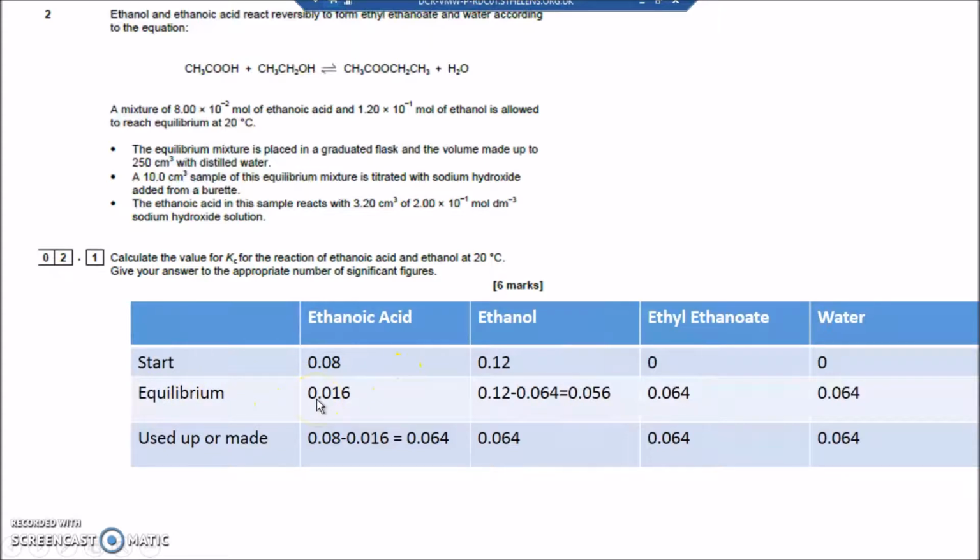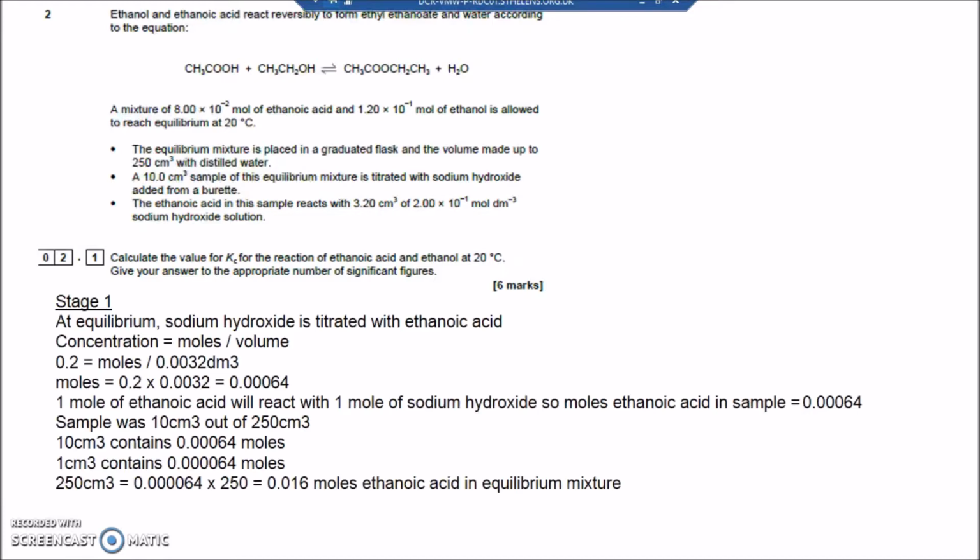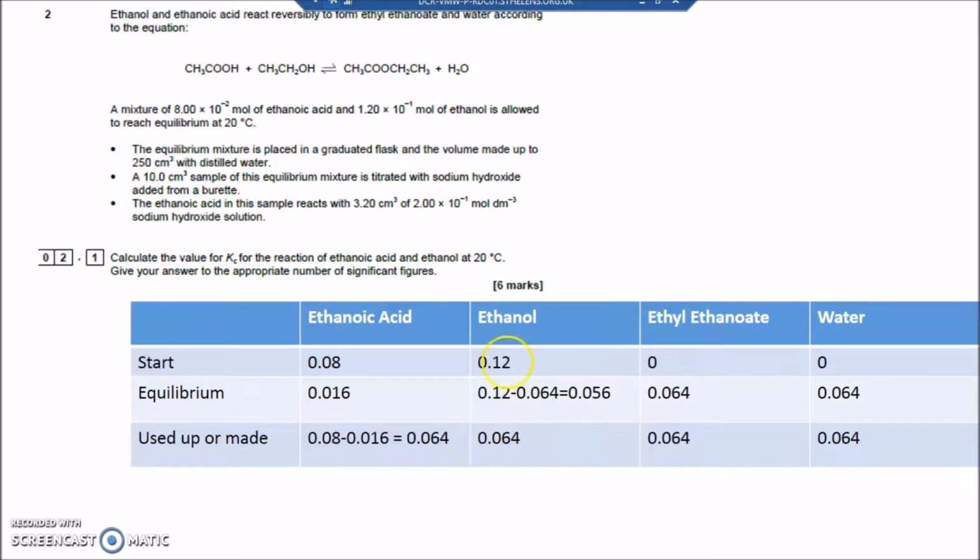Then at equilibrium, we've just worked out that there's 0.016 moles of ethanoic acid in the equilibrium mixture. So this 0.016 is what we've just worked out. Now then, if I started with 0.08 moles of ethanoic acid and I've worked out that in the equilibrium mixture is 0.016, by subtraction I can work out how much ethanoic acid has been used up from the start to the finish. So 0.08 take away 0.016, I've used up 0.064 moles of ethanoic acid.